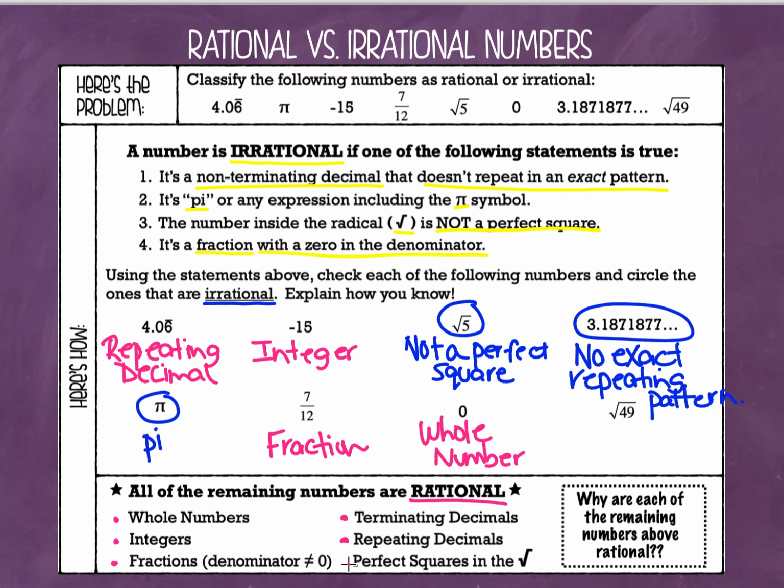And then finally, if we have a perfect square inside the radical, well, we've got the square root of 49 over here. The square root of 49 is 7 because 7 times 7 is 49, so that is a perfect square, which means it is rational. All right, let's move on to the next set of problems.